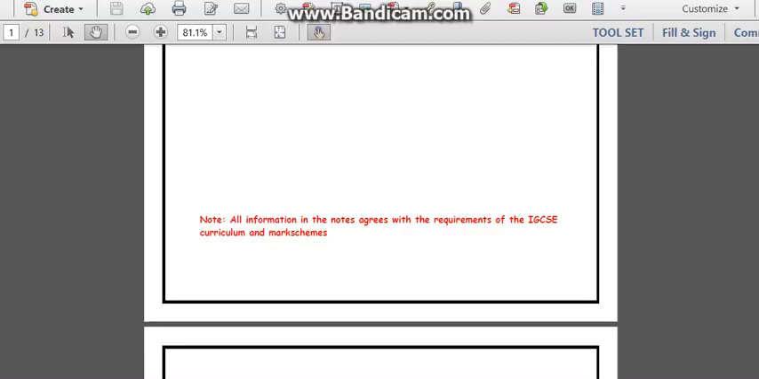A very important thing to note is all information in the notes agrees with the IGCSE requirements and the mark schemes. This means that the material that you will find in this video is 100% reliable, as in the other videos.